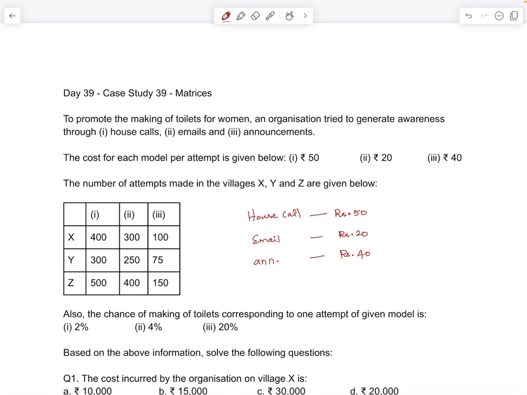Also, the chance of making of toilets corresponding to one attempt of given model is 2%, 4%, and 20%, which means all the attempts are not successful. Only 2% are successful, which were attempted via house calls, 4% emails, and 20% via announcements. Probability of success is 2% for house call, 4% for email, and 20% for announcements. Based on the above information, solve the following questions.